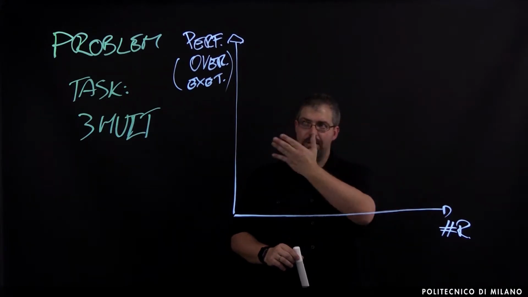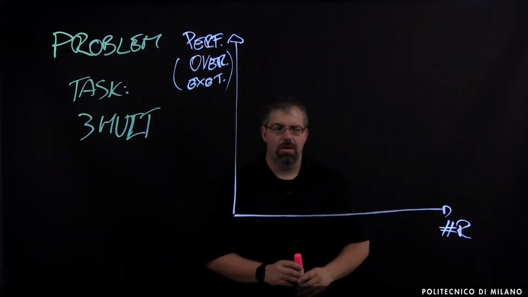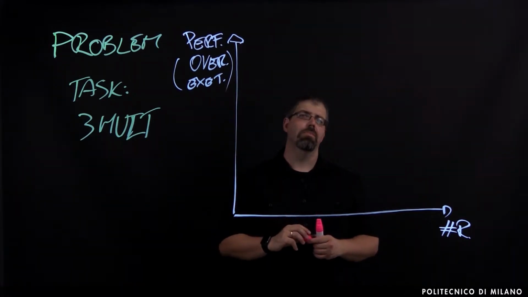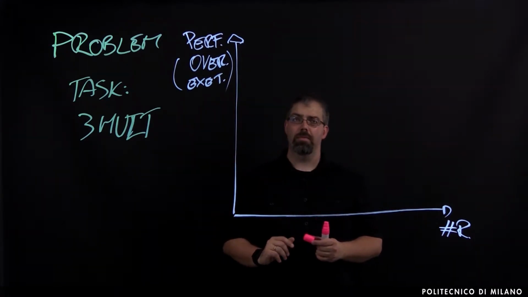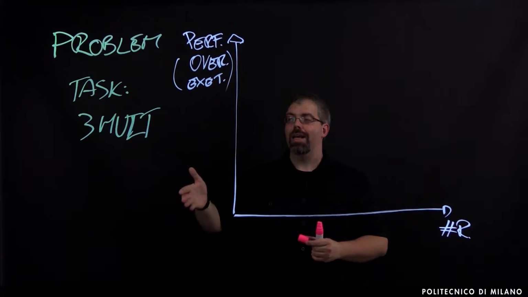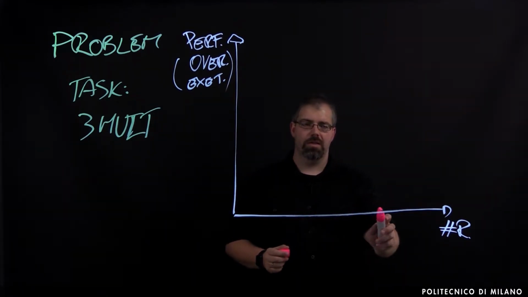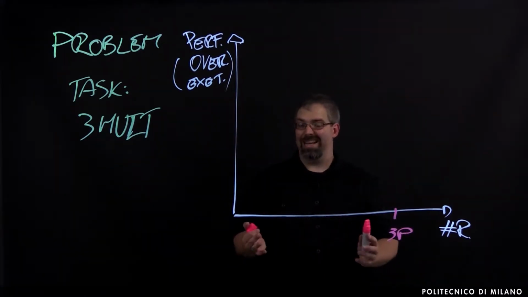Now, 3 multiplications. What we can have is something like, we are going to execute all the 3 multiplications in parallel because we do not have any data dependency between them. That means that we can execute them in parallel. In terms of resources, the resources for 3 in parallel are quite high.